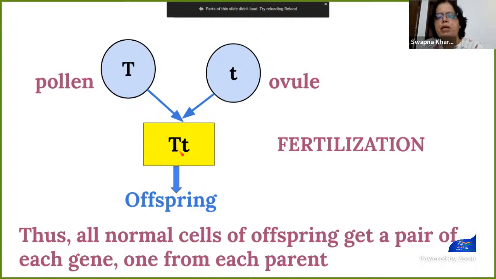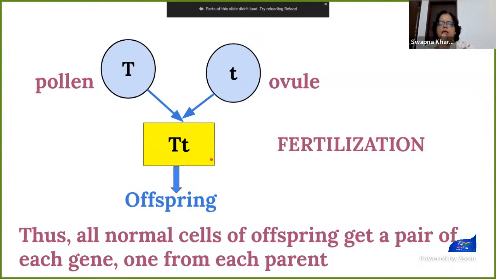So again, the gene pair is restored, and this will go ahead and form the seed, and then the seed, when it germinates, will form a plant. So normal cells in a given parent have two copies of a gene. When gametes are formed, only a single allele is passed to a gamete, and then when fertilization happens, the offspring gets back the whole pair again.